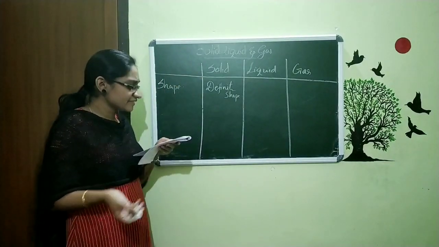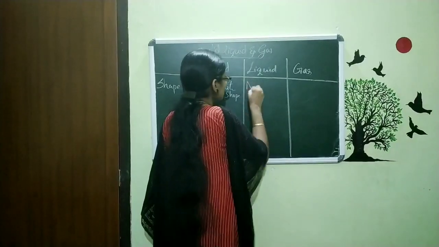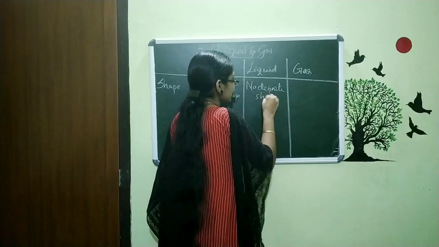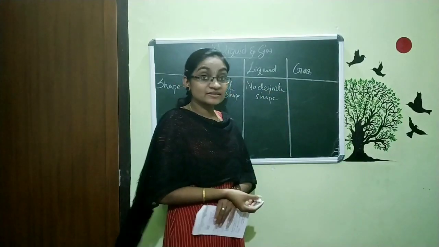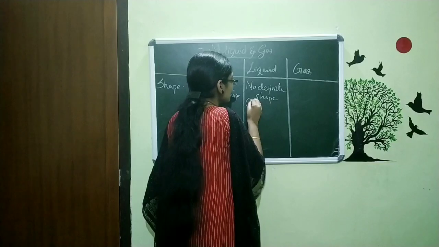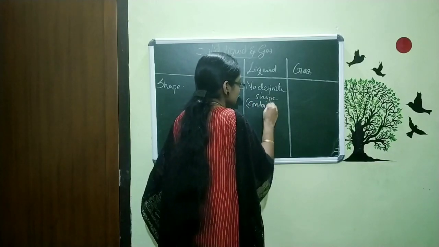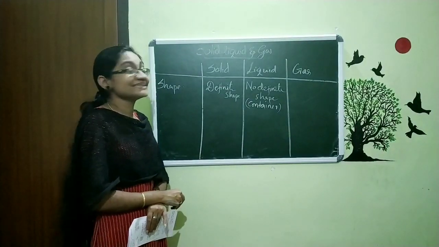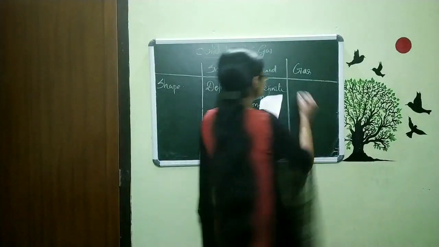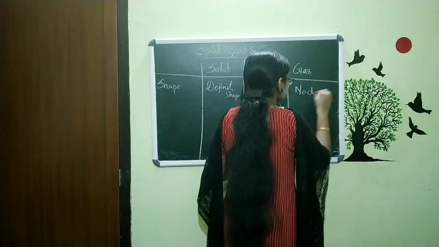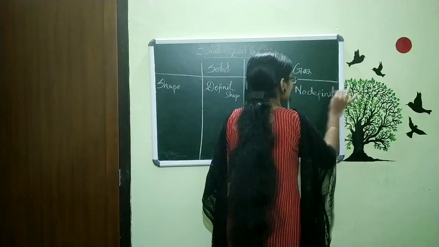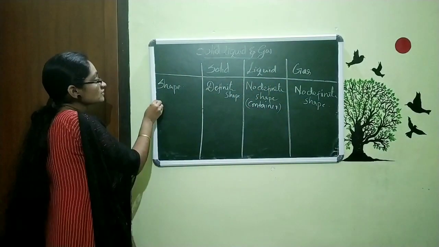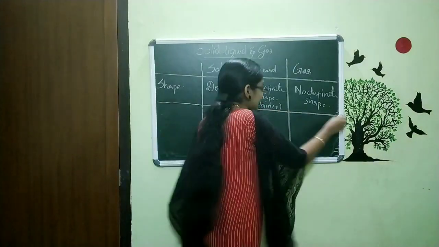And what about the liquid and gas? No definite shape. Here whose shape is it? The shape of the container. It is having the shape of the container. And what about the gas? For the gas it is having no definite shape. But here we are not mentioning the container. That is the first point, about the shape.